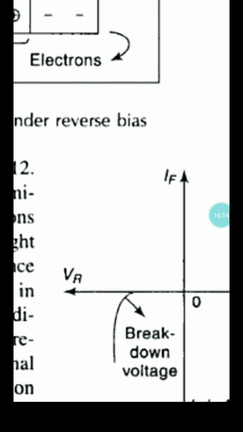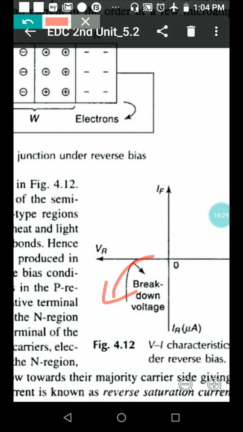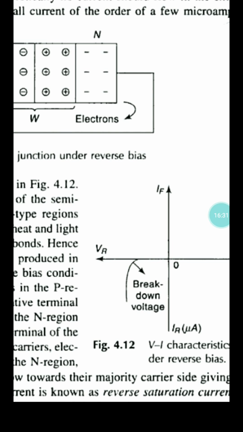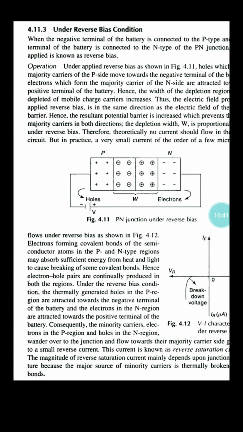Sometimes, due to minority charge carriers, we can expect some microamperes of current. See here, due to minority charge carriers only we can expect some microamperes of current in reverse bias. This is the volt-ampere characteristics in reverse bias. What about the PN junction diode? If we connect it in forward bias, we can expect some milliamperes of current. If you connect it in reverse bias condition, we can expect some microamperes of current.